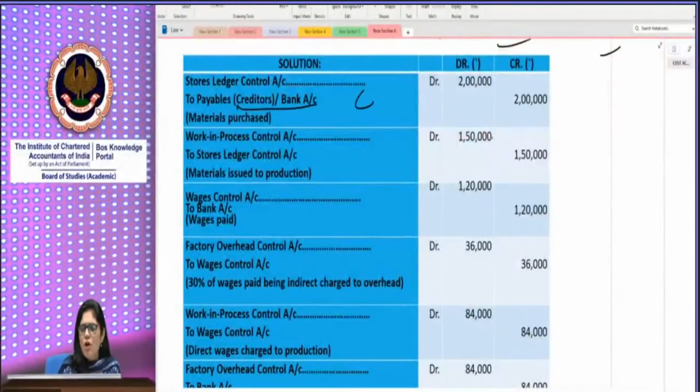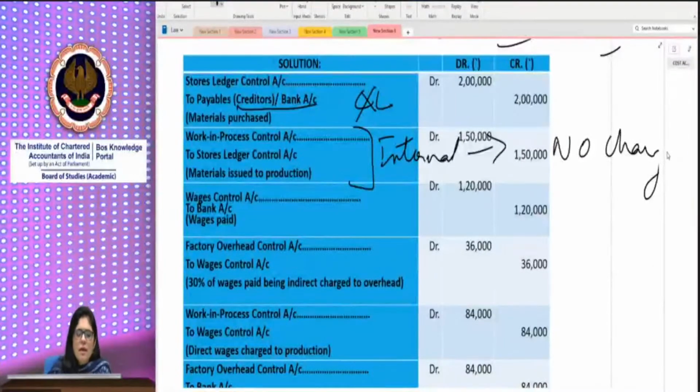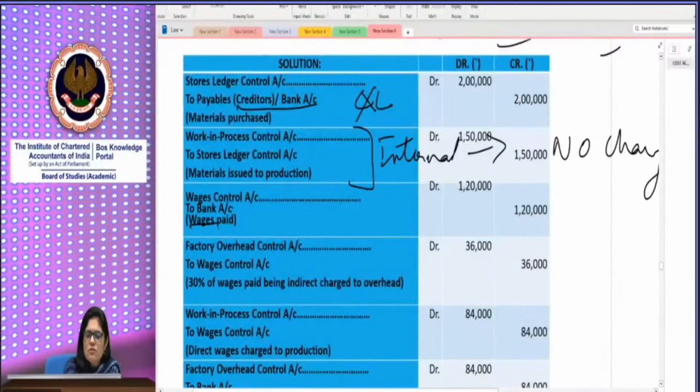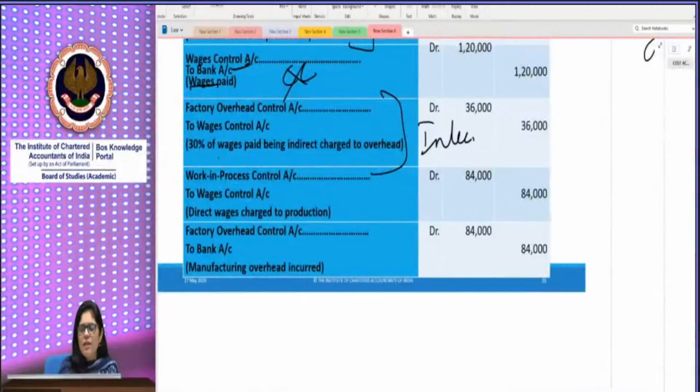See, we have not used CL account. In spite of CL, we are using creditors, debtors, payables, receivables. Internal entry has no change. Clear? Then again, wages paid. So see, bank account. CL we are not using. It's an internal entry, no change. So where CL is there, you have to replace it with cash or bank. Otherwise, all entries are same.